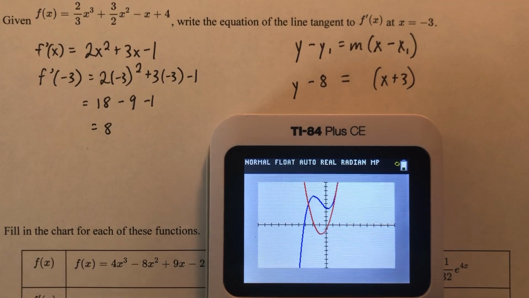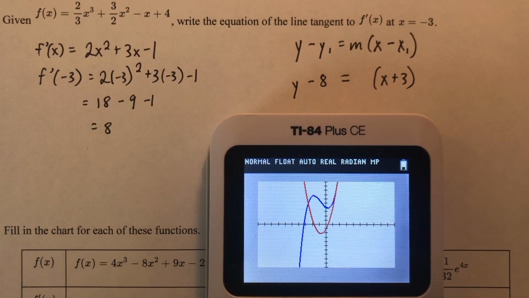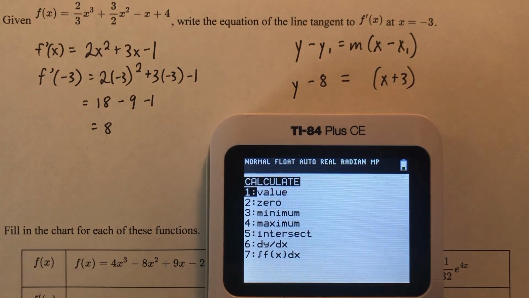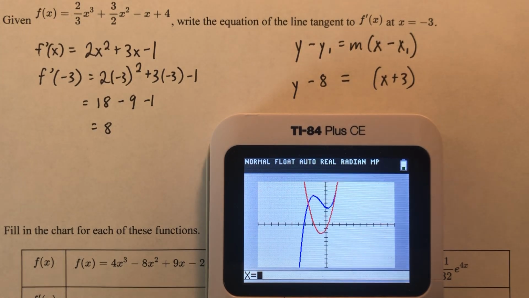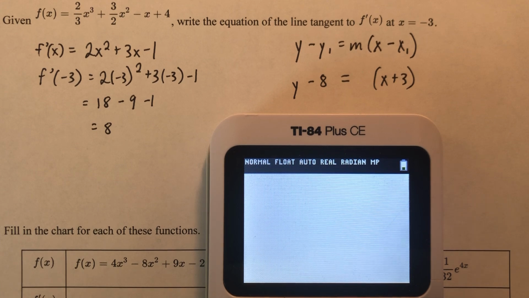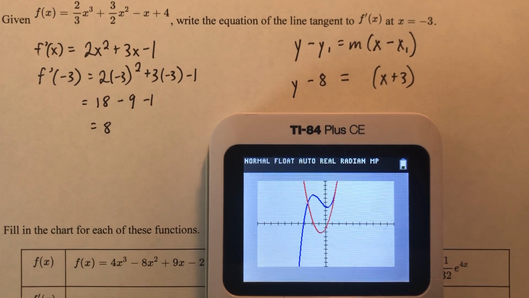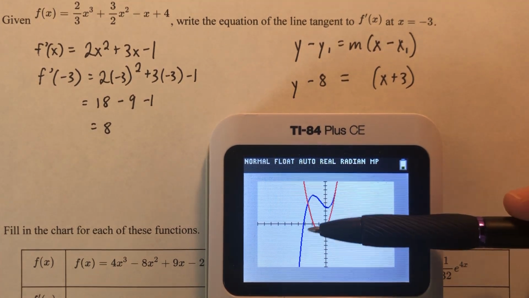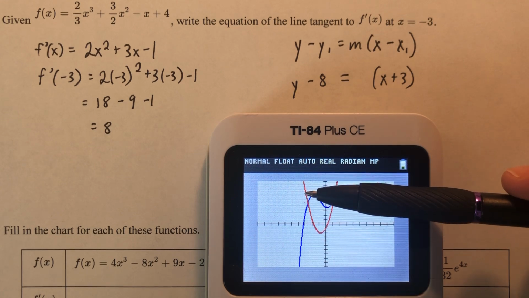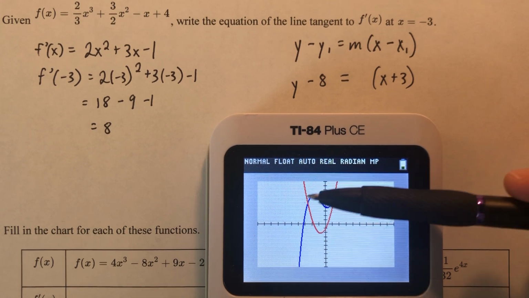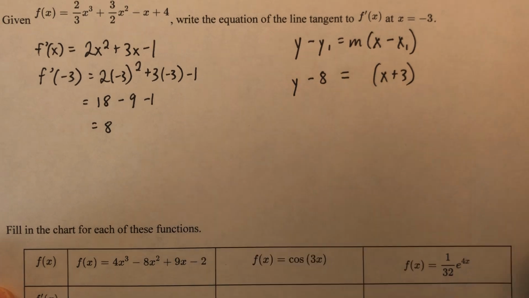So what I'm really doing is finding the equation of the line tangent to the red curve. Oops, I don't know if it's going to be able to work like that. It might just default to the blue curve. Anyway, we're finding the equation of the line tangent to the red curve at x equals -3, which is up here. Okay, which makes sense because there's your 8.